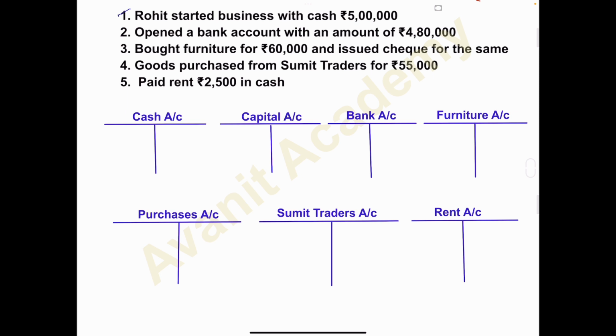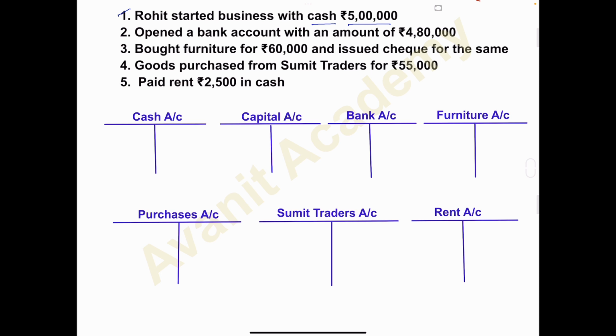Rohit started business with cash rupees 5 lakh. So what is cash? Cash is an asset. So what is the rule for assets? Increase in assets is to be debited and decrease in assets is to be credited. Started business with cash means cash comes into the business. The cash balance will increase, so it is an increase in assets. So for an increase in assets, we have to write on the debit side of the assets account.